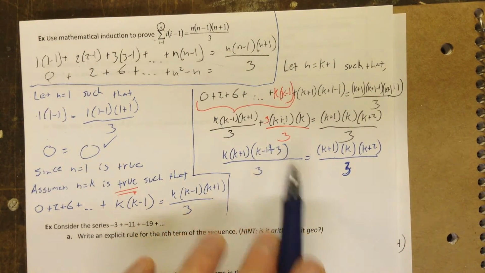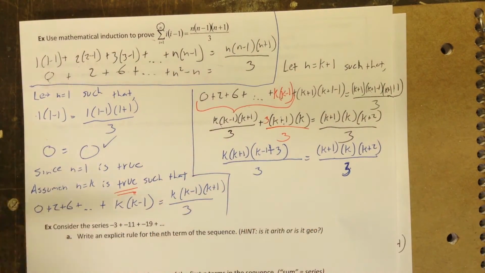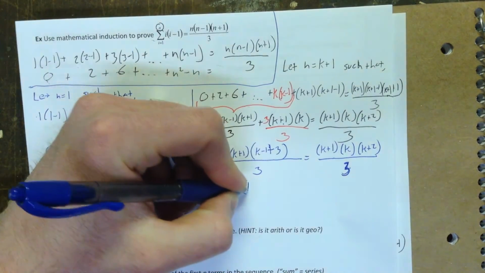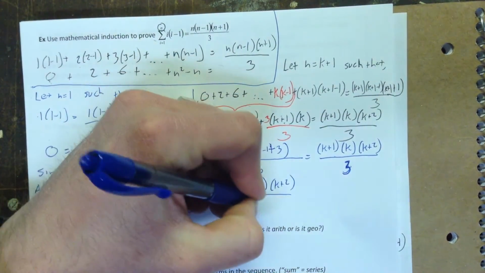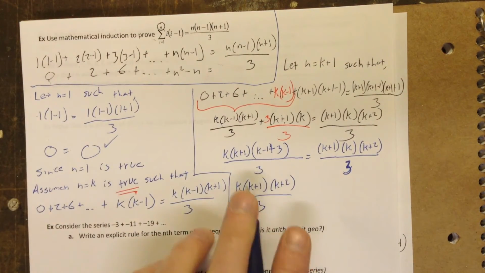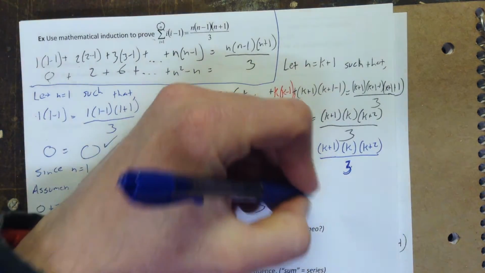k minus 1 plus 3. Well, minus 1 plus 3 is going to turn into a 2. And so all of a sudden you end up with k plus 1, and k plus 2 over 3. Awesome. That happens to be the exact same 3 terms in the numerator that we have over here in this numerator, and the denominators are definitely the same.